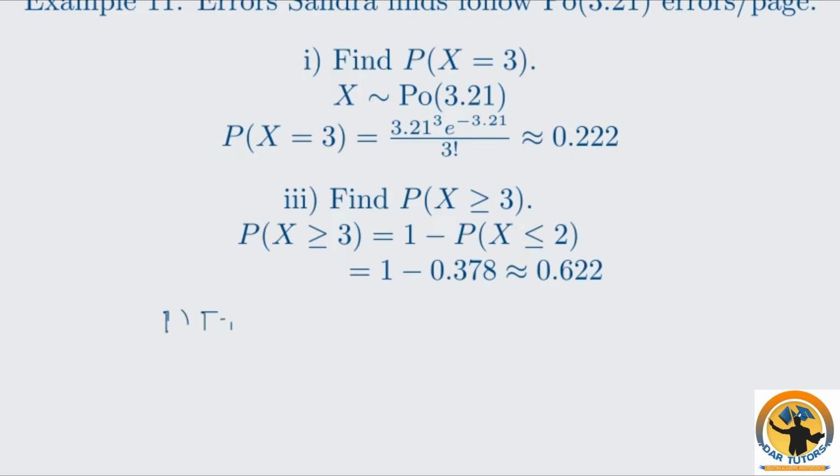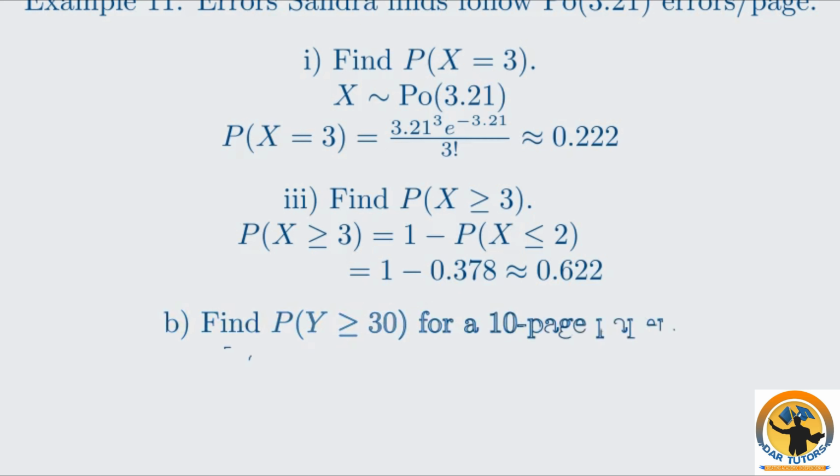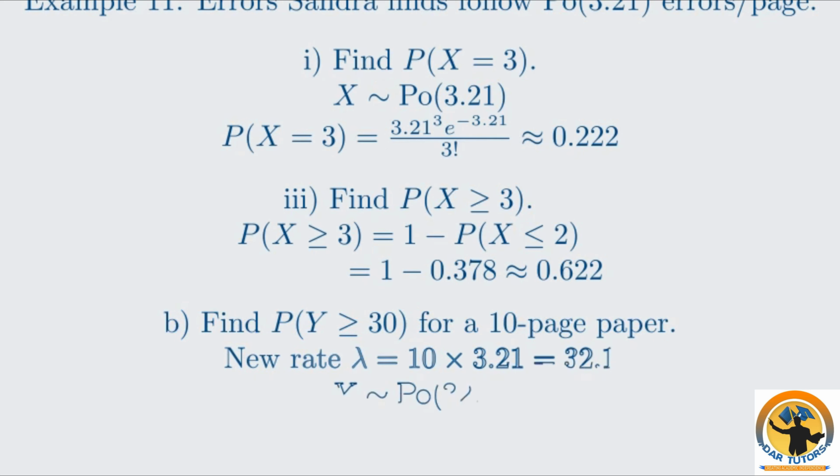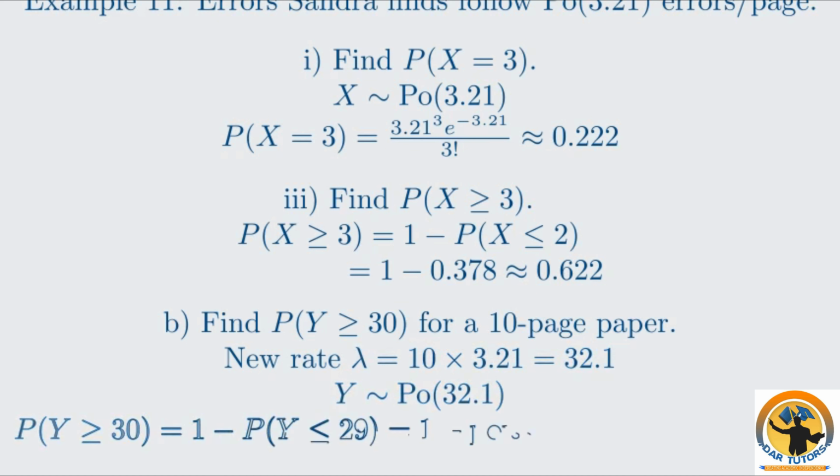Since the rate is 3.21 errors per page, over 10 pages, the new average rate, lambda, will be 3.21 times 10, which is 32.1. So the number of errors on 10 pages, Y, is distributed as Po(32.1). The question asks for the probability of finding at least 30 errors, P(Y ≥ 30). Using the complement rule, this is 1 minus Poisson CDF(32.1, 29), which is approximately 0.668. This highlights how lambda can be scaled for different intervals.